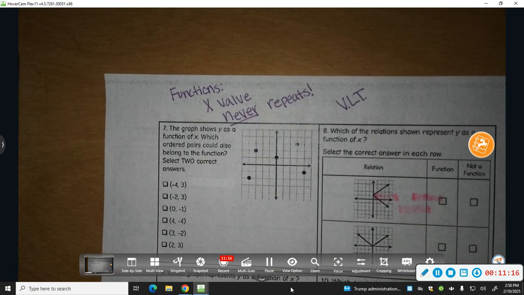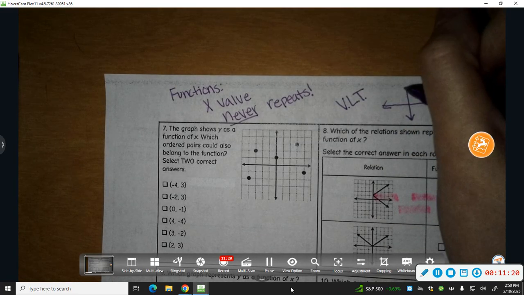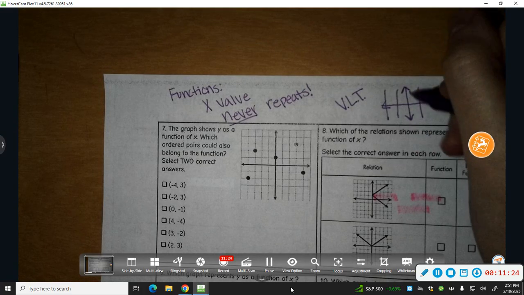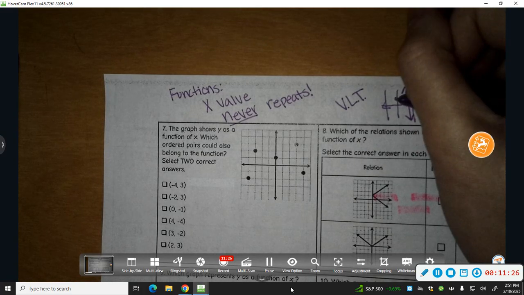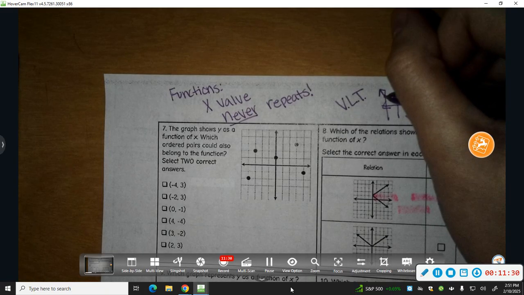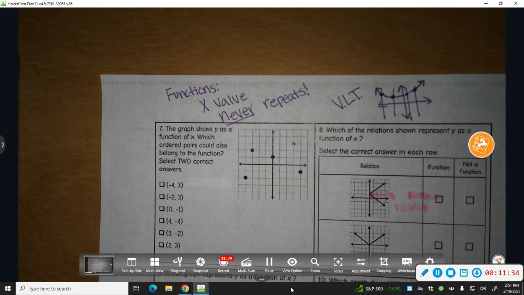What this means is on a graph, okay, I have a coordinate graph here, I should be able to draw a bunch of vertical lines, and it should only touch my graph one time. So let's say that I had a U. These lines only touch my U one time for every line that I draw. Okay, it has to pass the vertical line test. So let's look at a couple of examples.